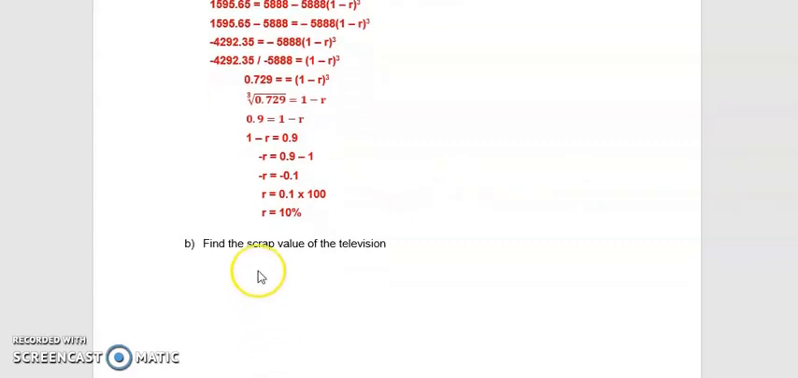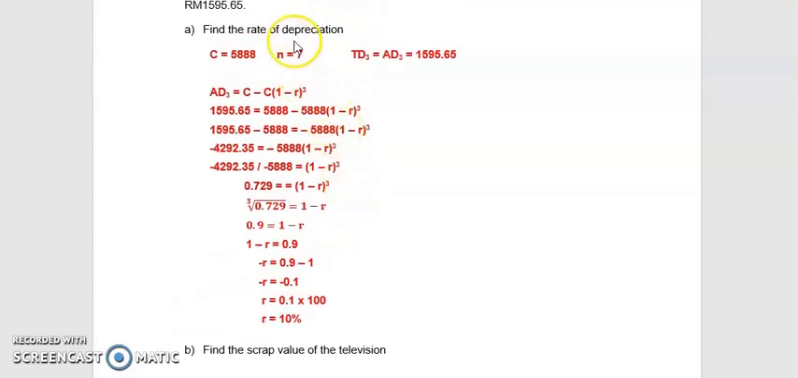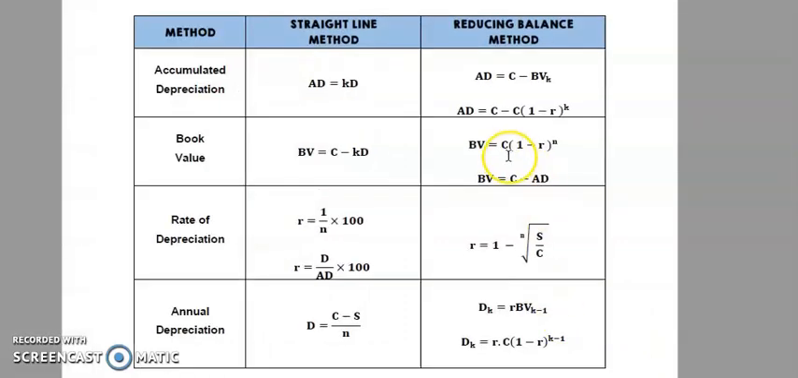Okay, B, find the scrap value of the television. So how to find scrap value? You can use formula rate of depreciation or you can use formula book value. If you want to use formula book value, it must be equivalent to book value year 7. If you look at these formulas, I think the easiest one is we can use formula book value. Easy for you to calculate.